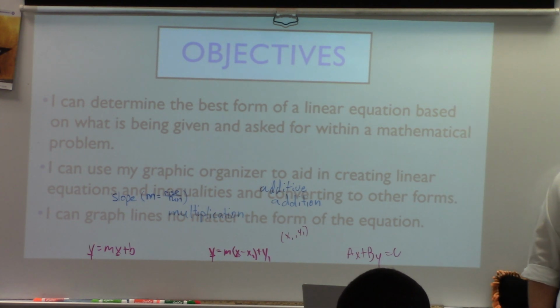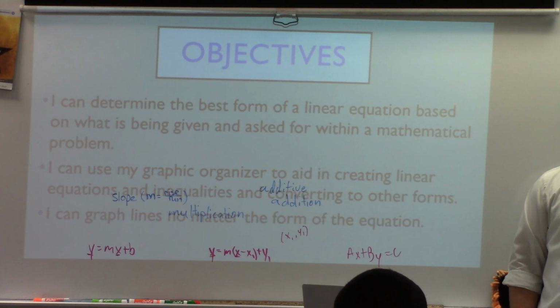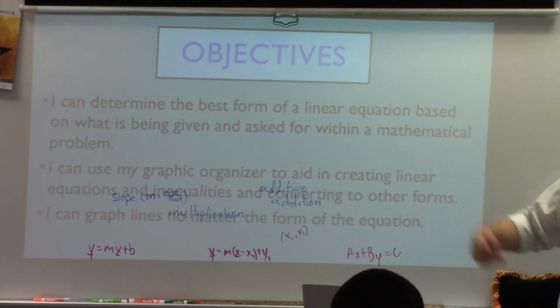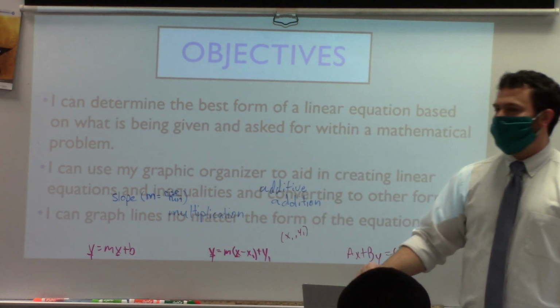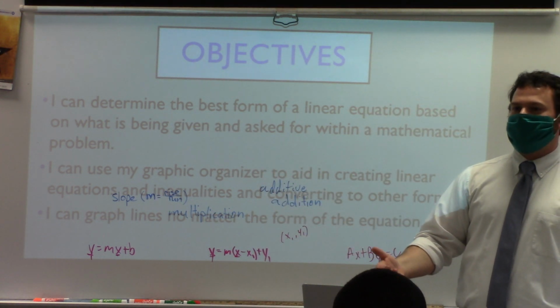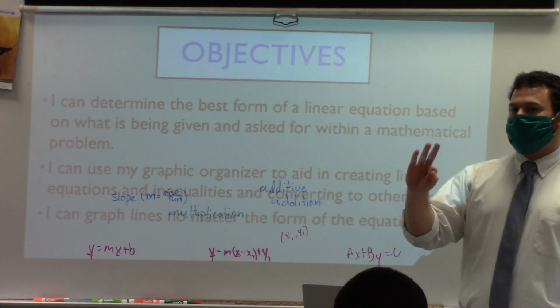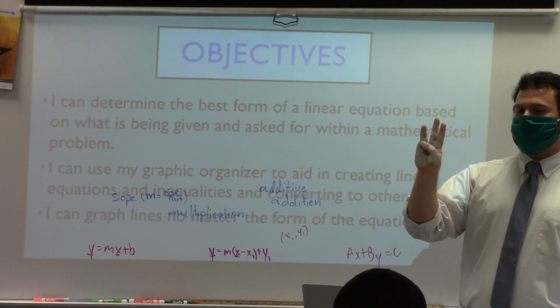So what's one of the things you should be doing? Focusing. What are you focusing on? What are you trying to learn from this? Or what are we trying to do with this objective? The form of a line equation based on what is given. What about the form of a linear equation? Determine the best form, because how many different forms are there of the linear equation? Three that we've studied so far. Point slope, slope-intercept, standard.